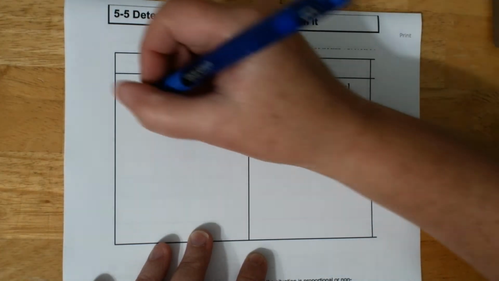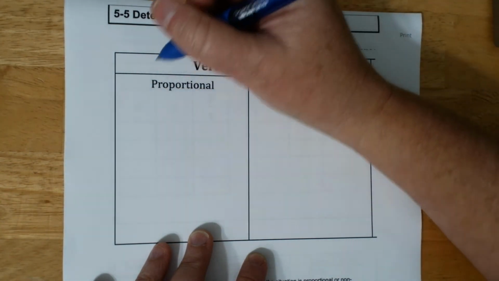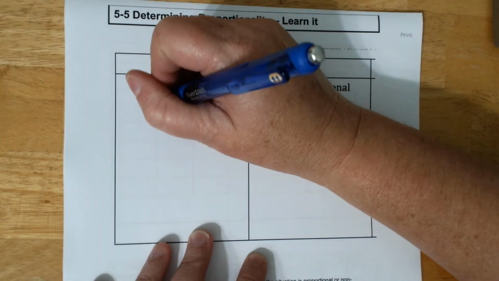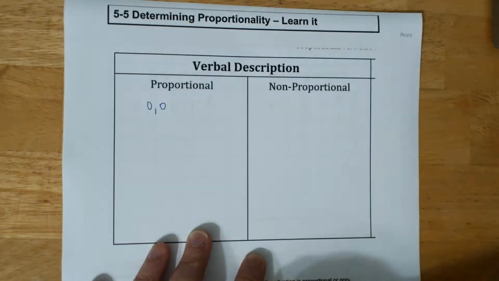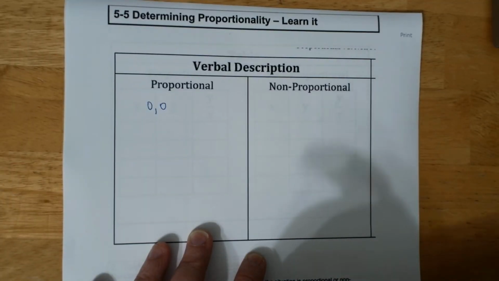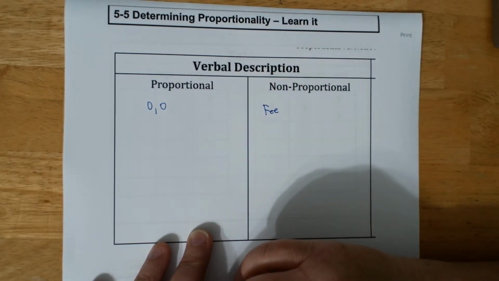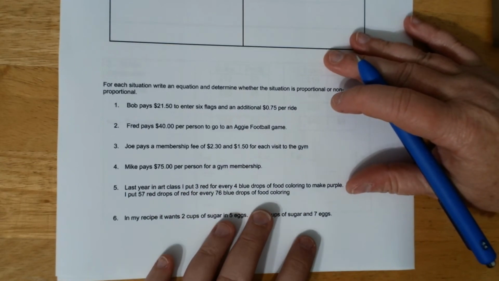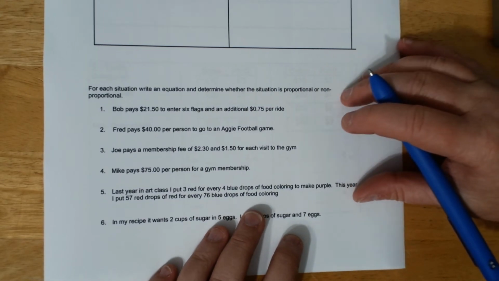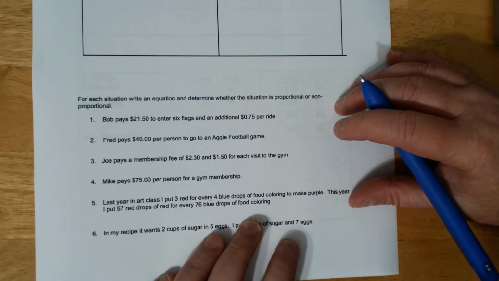Okay, the biggest thing is if something happens over and over, and you can say when I do it 0 times I get a 0, that is proportional. I usually try to find the non-proportional one, and that's going to be a fee. Okay, so we're just going to look at some examples. For each situation, write an equation and determine whether the situation is proportional or non-proportional.